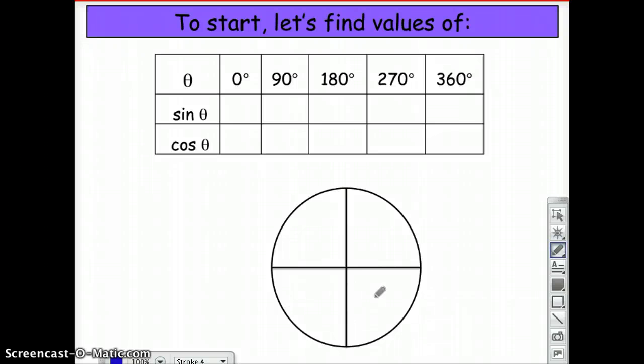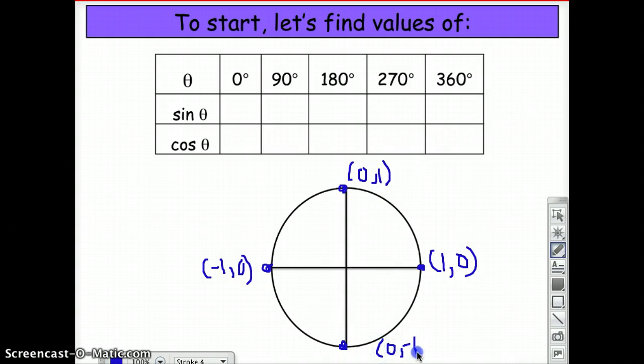So I don't have to scroll back and forth, I sketched a little unit circle here, and I'm going to plot my 4 quadrant angles. The coordinates, this coordinate would be over 1 up 0. This coordinate would be over 0 up 1. This would be over -1 up 0. And then down here at 270 would be over 0 down 1.